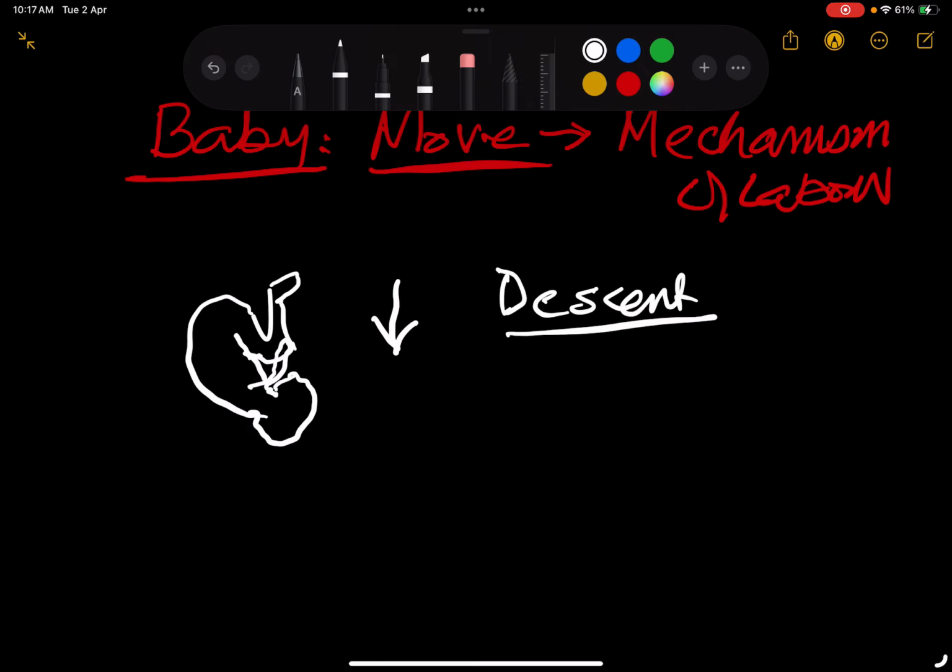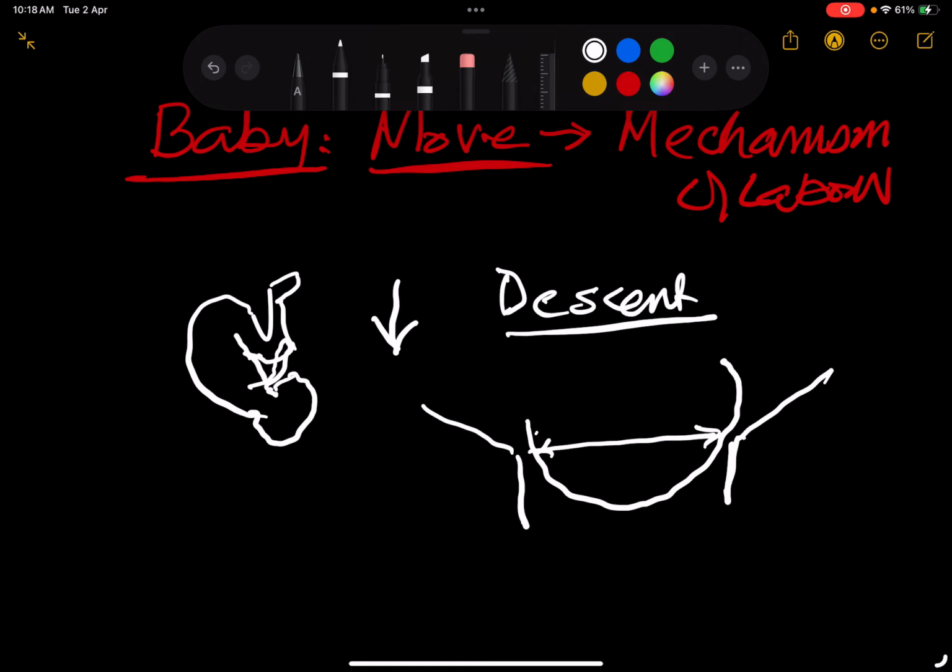And after the descent, we'll make the head larger here, because that's the occipito-bregmatic diameter that is getting fixed into the pelvis. And because of this fixation, there is a resistance force which has been created.